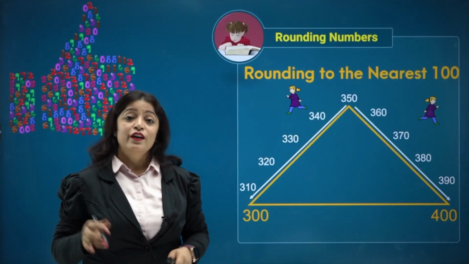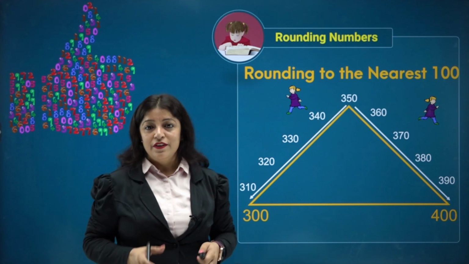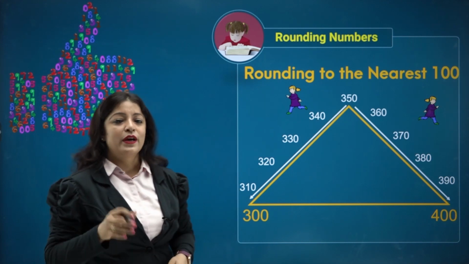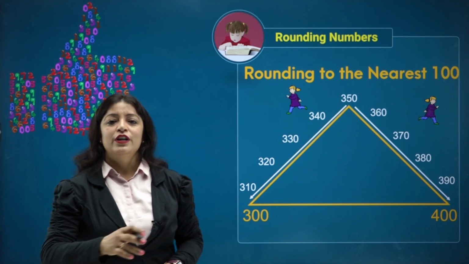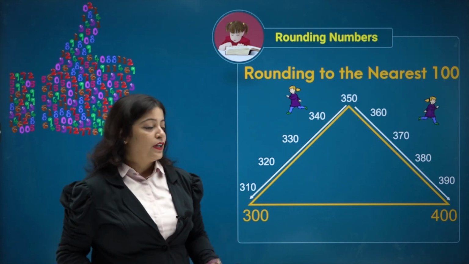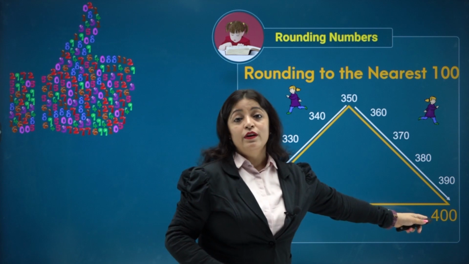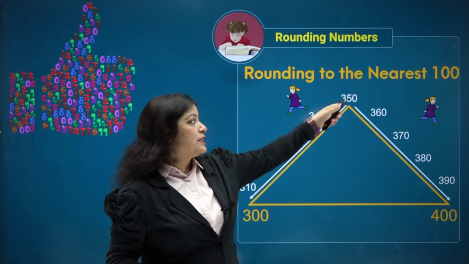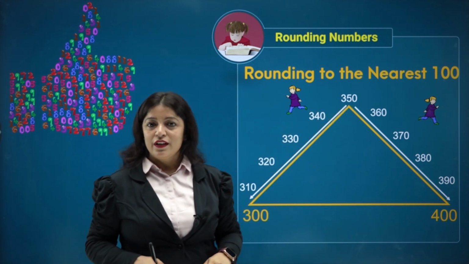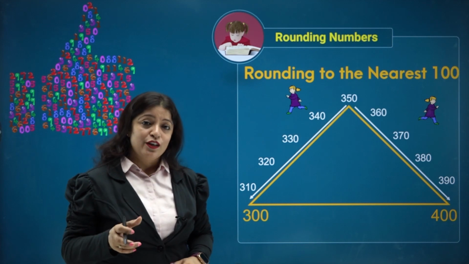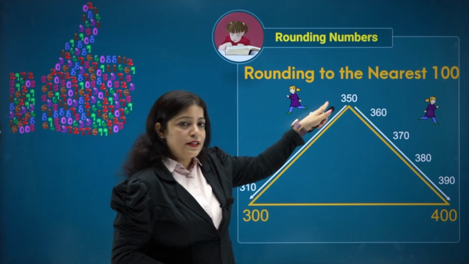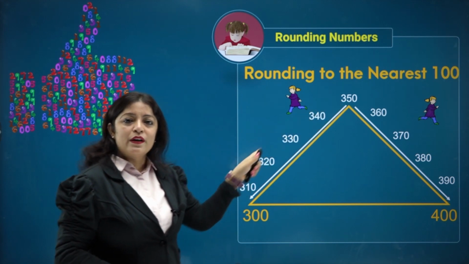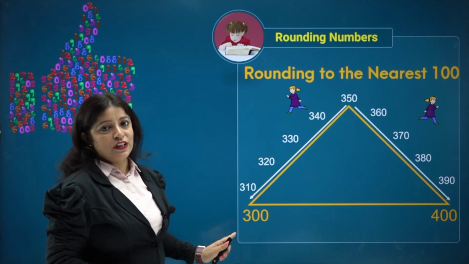Let us now see if the rounding is to the nearest hundreds. Now suppose I give you any number between 300 and 400. Suppose you get a number 340. So imagine between 300 and 400, what is the exact middle number? The exact middle will be 350. Now if I am asking you to estimate 340, so 340 is less than 350, so it will be rounded off to the lesser side, that is 300.